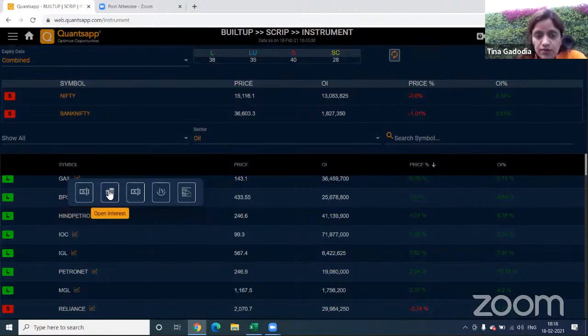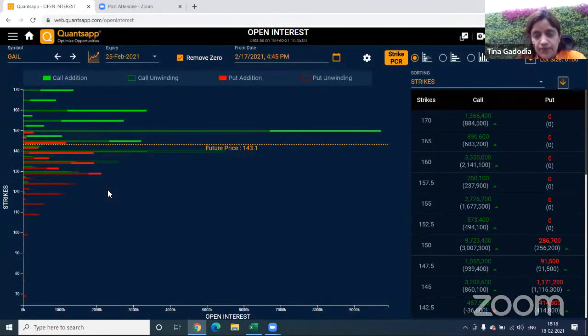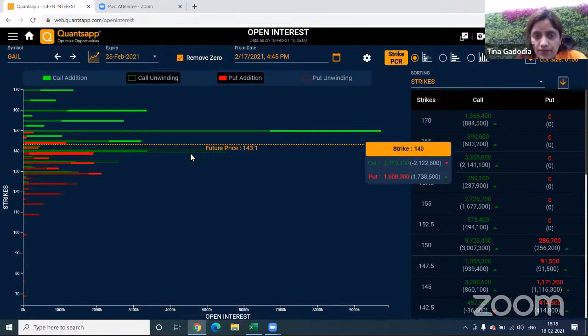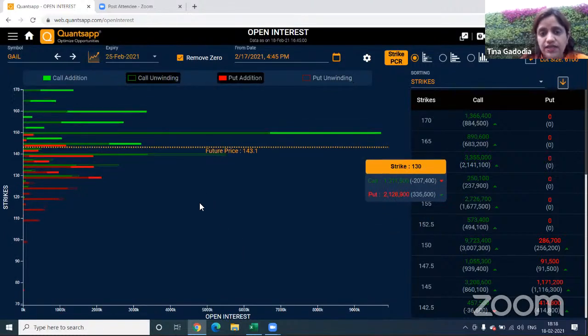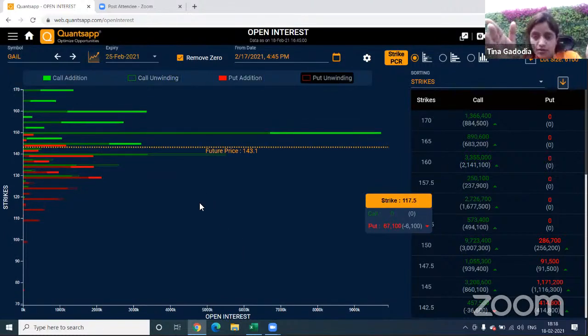So you saw this. Now let's see if I have to open the open interest. This was the open interest of, say, Gail. Now I love this chart because this is one chart which gives you a clear-cut picture of how the options have been: which strike saw the addition, which strike saw the deletion, how the call behaved, how the put behaved. Everything comes under one nutshell.